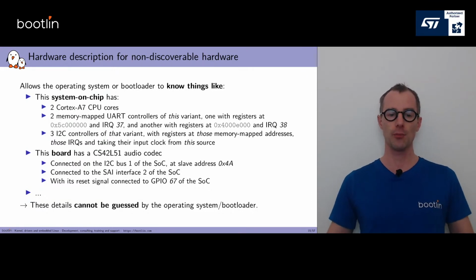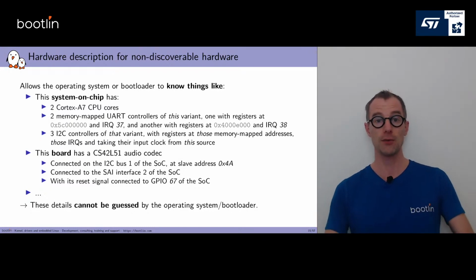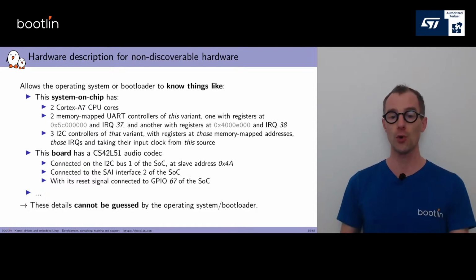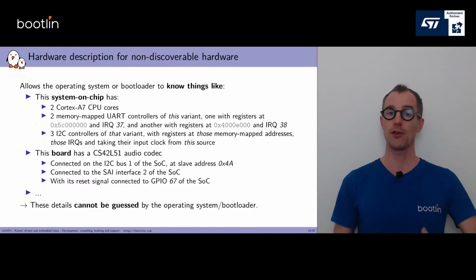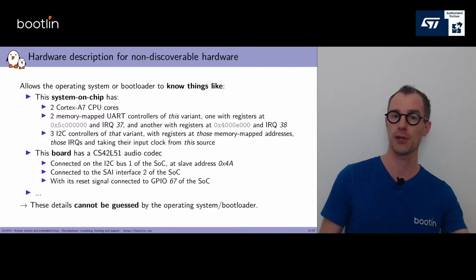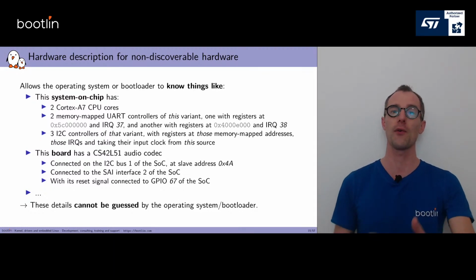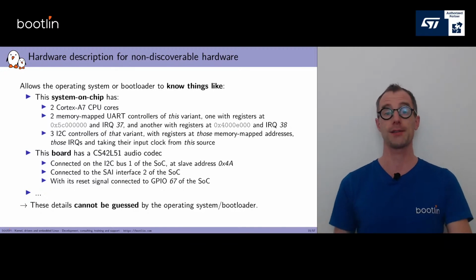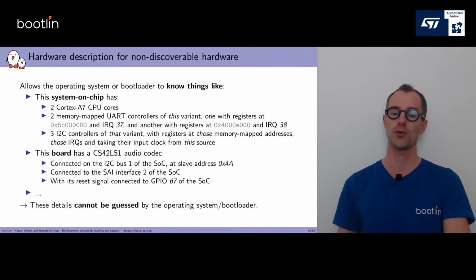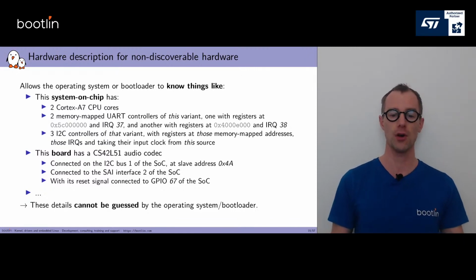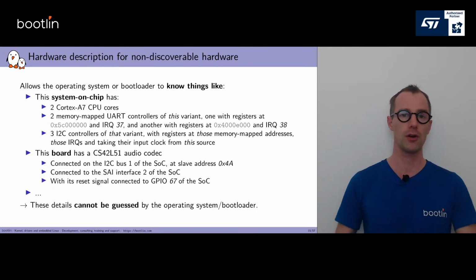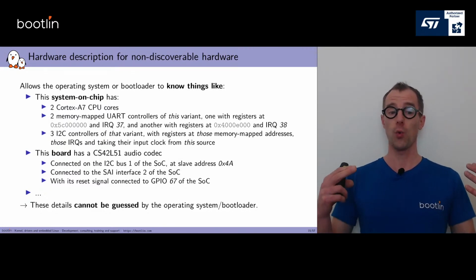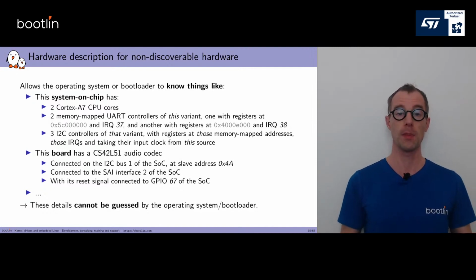my system is composed of a system on chip, which itself contains 2 Cortex-A7 CPU cores. It also contains maybe 2 UART controllers, which are memory mapped, and the first one is registered at that specific address, and it is using this interrupt line of that interrupt controller. And it has another UART controller at this other address and using this other interrupt line of that interrupt controller. But it also has 3 I2C controllers and maybe, I don't know, SPI controllers, MMC controllers, display controllers, and so on.